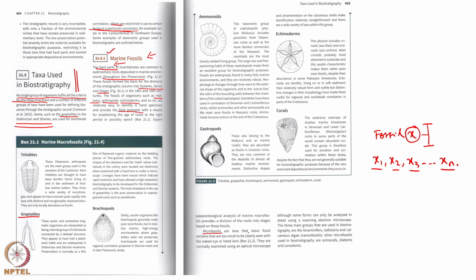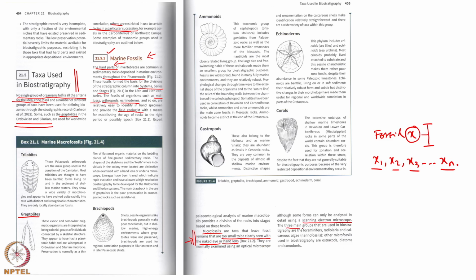The microfossils are taxa that leave fossil remains that are too small to be clearly seen with naked eyes or with hand lens. However, they are very important in biostratigraphy because they preserve very well. Being small, they do not usually get broken, and the entire body can be seen under a microscope. Sometimes we use a scanning electron microscope for detailed morphological analysis.